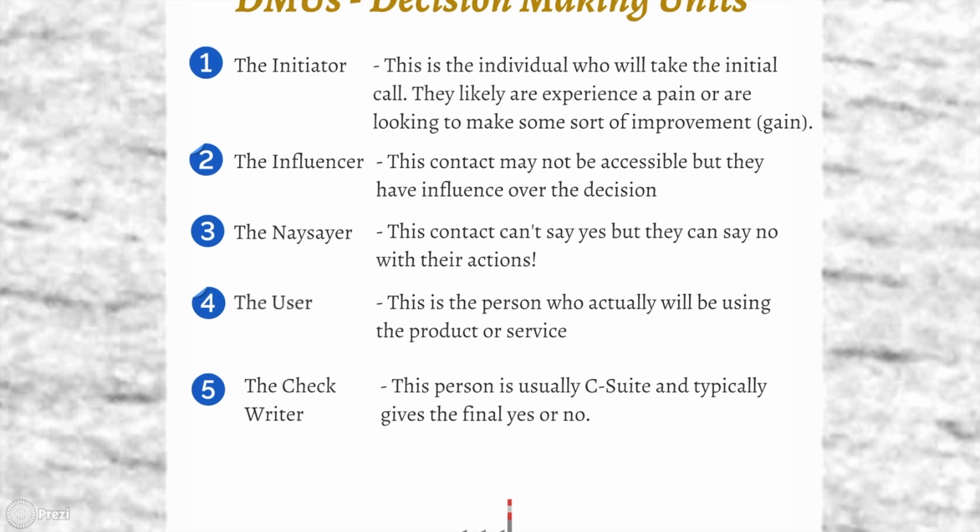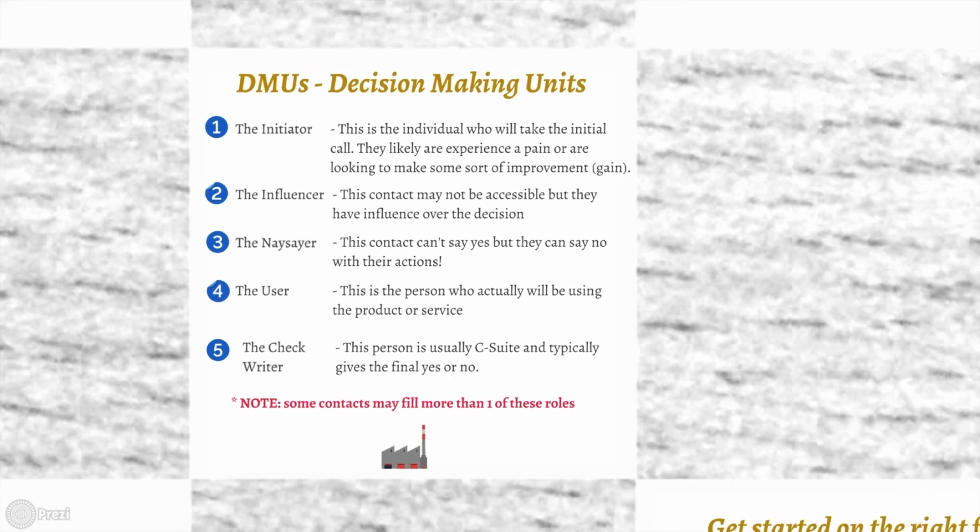C-level people try to delegate. They try and trust their team as much as possible. They may really want to leave it in the hands of their team, but then ultimately will give the thumbs up or thumbs down. Some contacts may fill more than one of these roles. The initiator may also be the user. The influencer may also be the check writer. But these 5 areas cover a lot of the different roles within a decision-making unit.